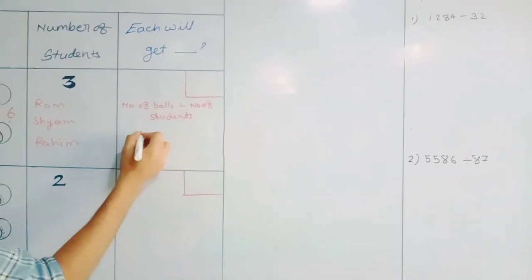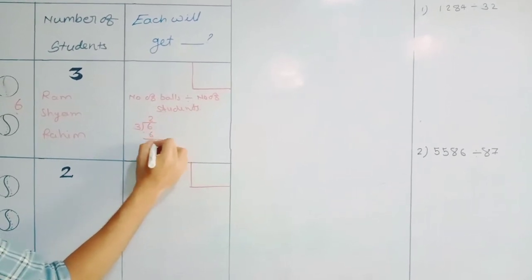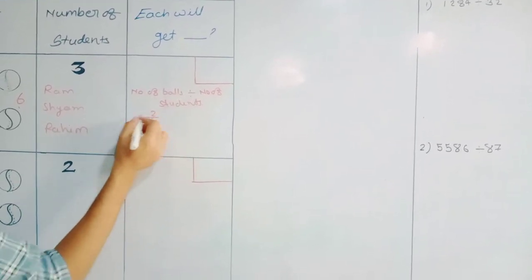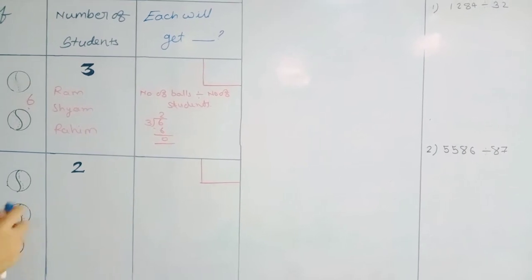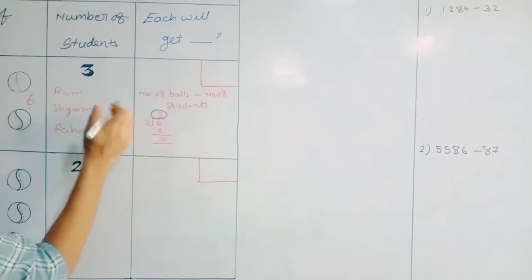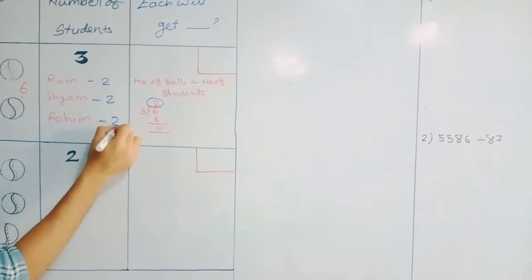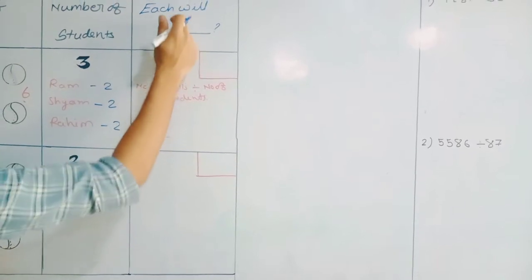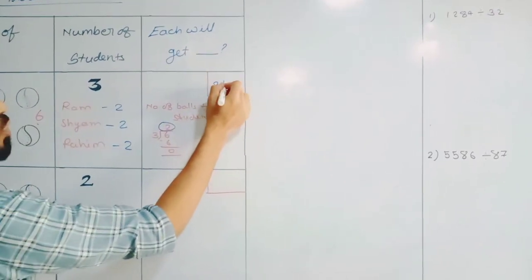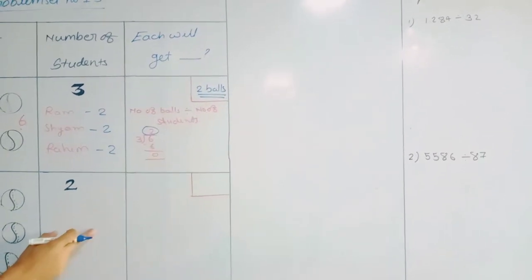Let's see. 6 divided by 3. 3 2s are 6. We'll get remainder 0. It means these 2 that we are getting, that is Ram will get 2 balls, Syam will get 2 balls, and Rahim will get 2 balls. Each will get 2 balls. This way we can find it out.